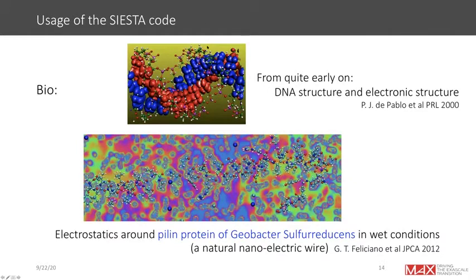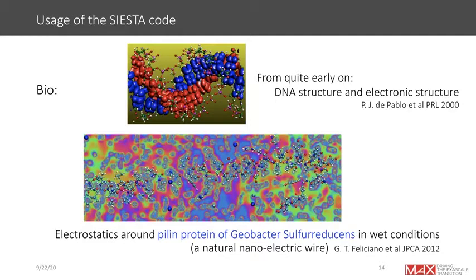So the bio context has been very much at the heart of the early SIESTA development from the beginning, and the structure and electronic structure calculations of a full double strand of DNA was one of the early results of us ourselves with SIESTA, as you can show there, but it has been applied to many other things. Here's another example below, which is a pilin protein in wet conditions, and here there is electrostatics.